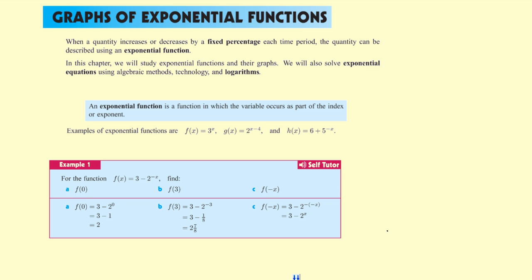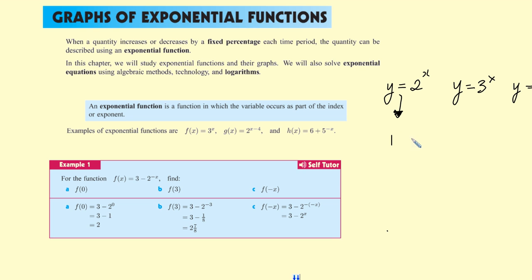All right, so we know that an exponential function has the variable occurring in the exponent. So for example, y equals 2 to the power of x, or y equals 3 to the power of x, or y equals 4 to the power of x. What do each of these mean? 2 to the power of x means that every next value is going to be double the previous value.